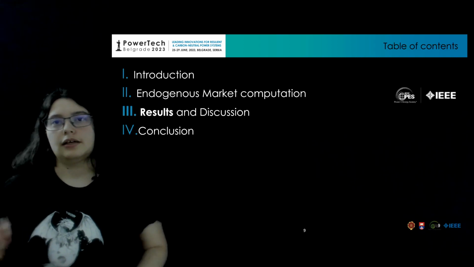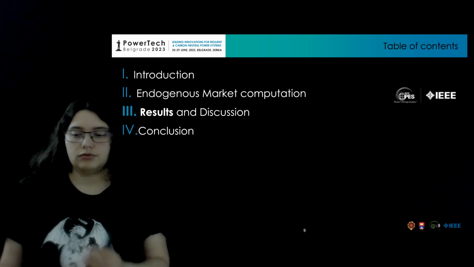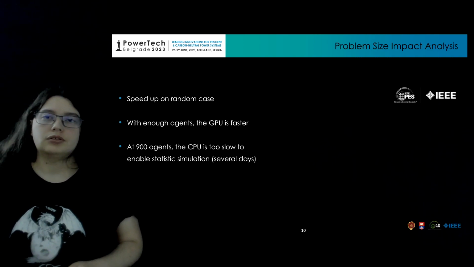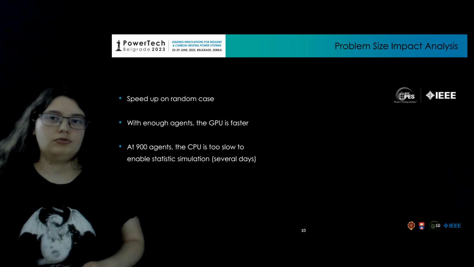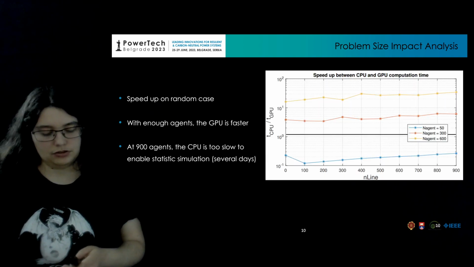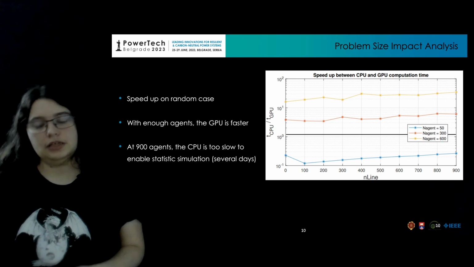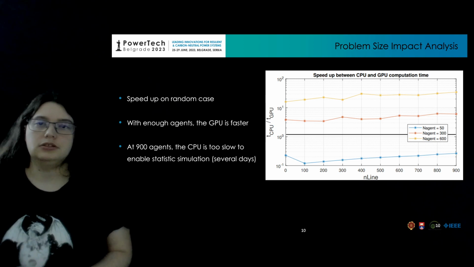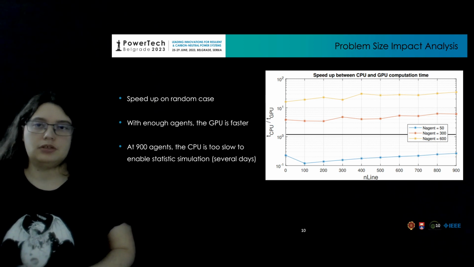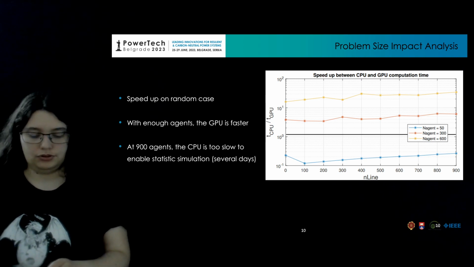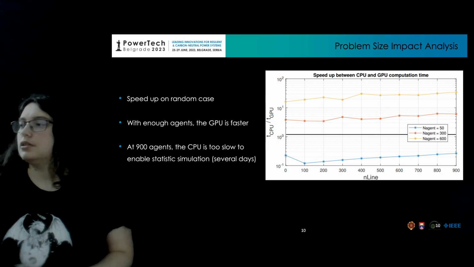Then I can show you some results on some cases of the global algorithm. So here I will show you the speedup on random cases, and we can say that with enough agents the GPU became faster. And at 900 agents, the CPU is really too slow to enable statistic simulation. It will take several days, so I can't show you the speedup at this number of agents.